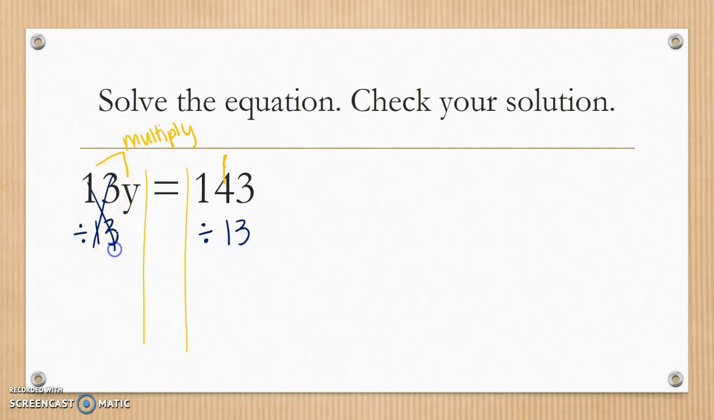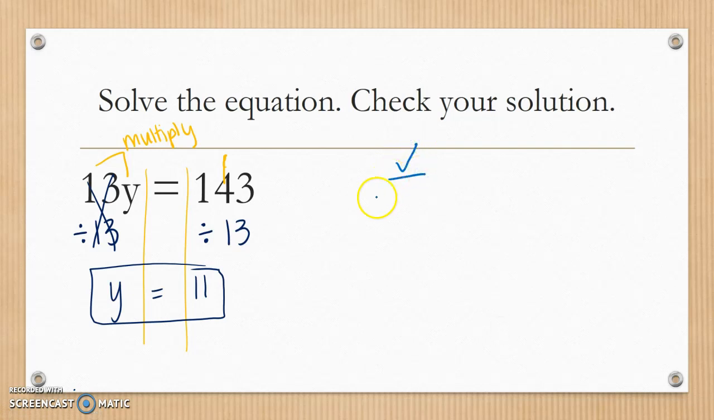So 13 and 13 we can cross out. We're left with just our y. And then we take 143, divide it by 13, and you should get 11. Again, we're going to make sure that's correct by using our check step. So we're going to put that right next to our problem. 13 multiplied by 11 is equal to 143.